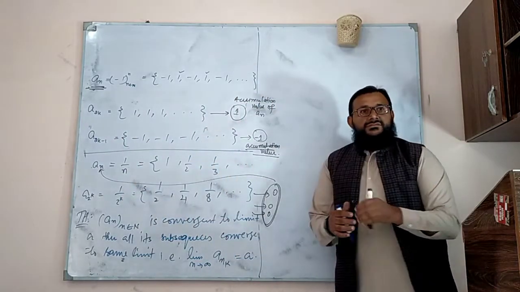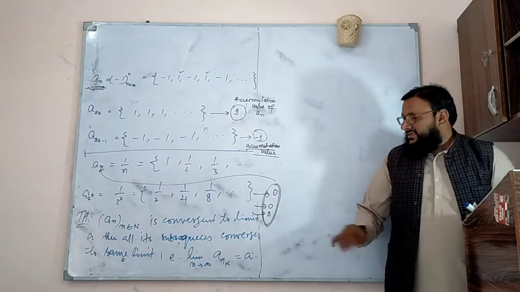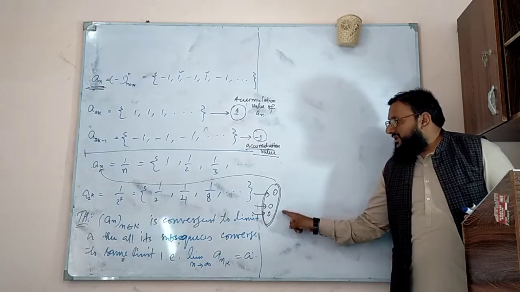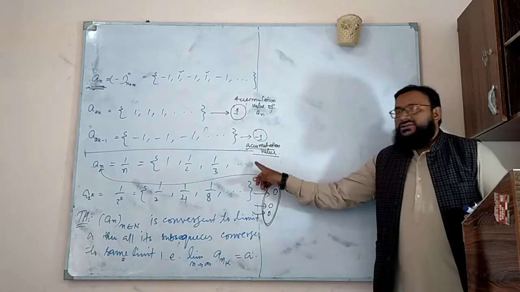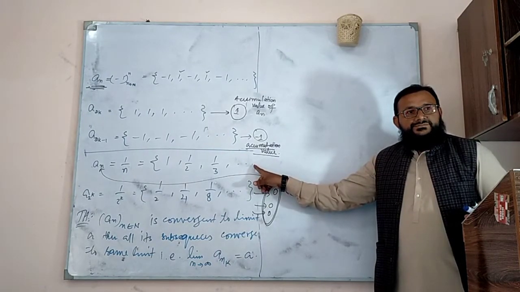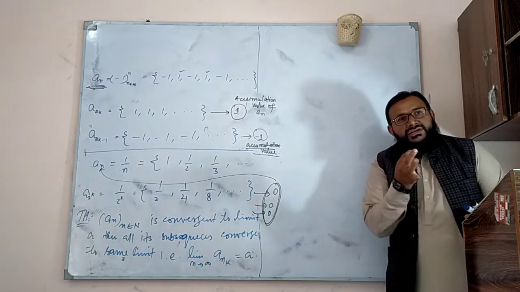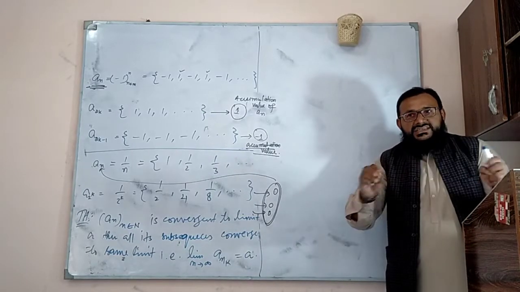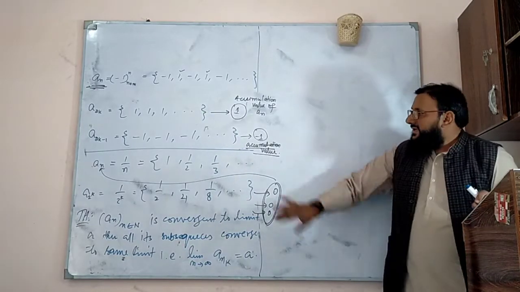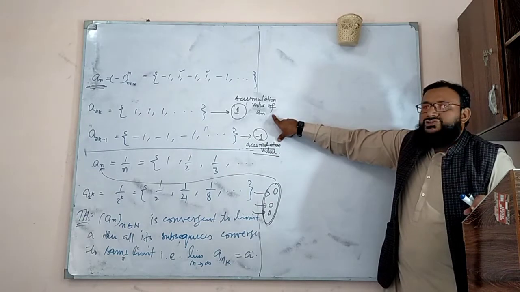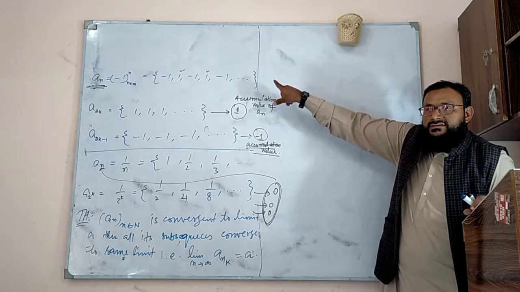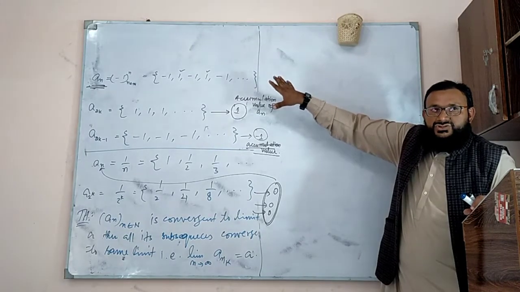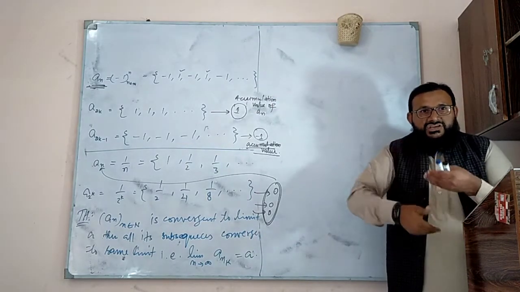So these all are accumulation values for the original sequence, collecting all the values. But if the accumulation value of a sequence is unique, then the sequence is convergent. You can say the accumulation value will be only 0 in this case. You take any subsequence, it will converge to 0. If there are more than one accumulation values, then it will not be convergent. So we are going to relate convergence with accumulation values.